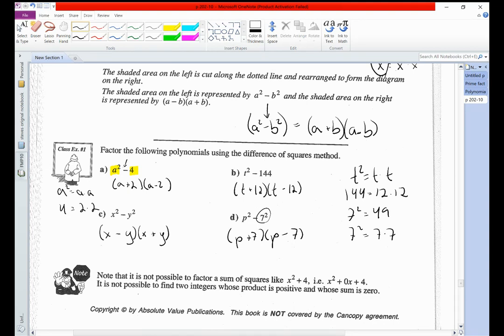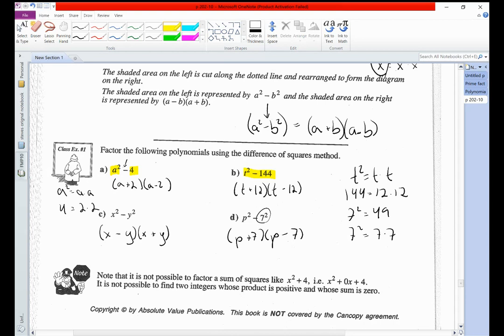So it seems really straightforward, but the hardest part with difference of squares is that people don't tend to recognize that the question is a difference of squares, because it won't say on tests or anything, factor the following polynomial using the difference of squares method. It's up to you to recognize, oh, hey, look at that. T squared is a perfect square. 144 is a perfect square. I can split those.